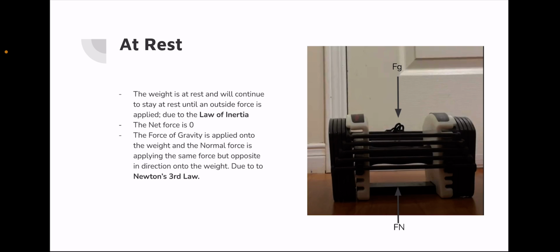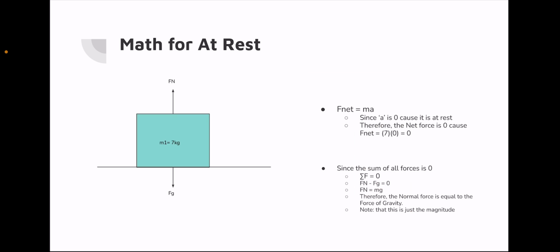In addition, the force of gravity is being applied onto the weight in a downward direction, while the normal force equal to the magnitude of the force of gravity is being applied to the weight in an upward direction due to Newton's third law. So the math for at rest, using F net = ma for Newton's second law: since the object is at rest, the acceleration is zero. Therefore, using simple math, F net = 0.